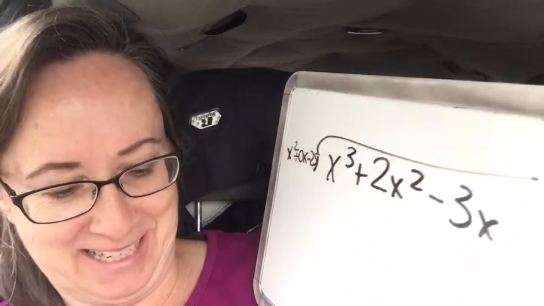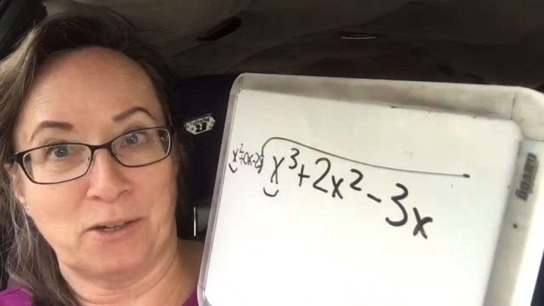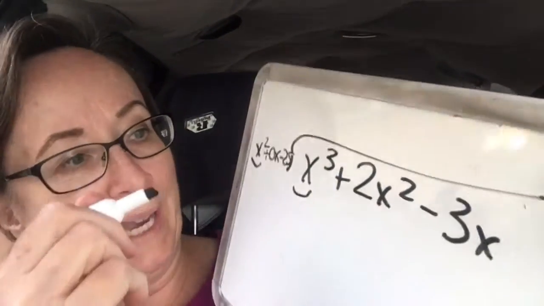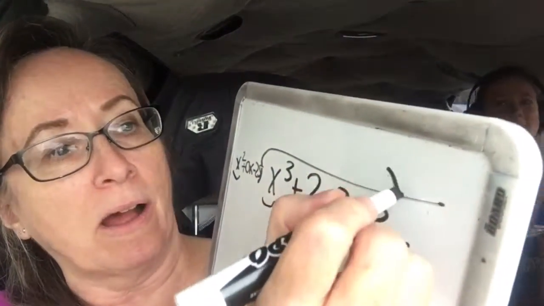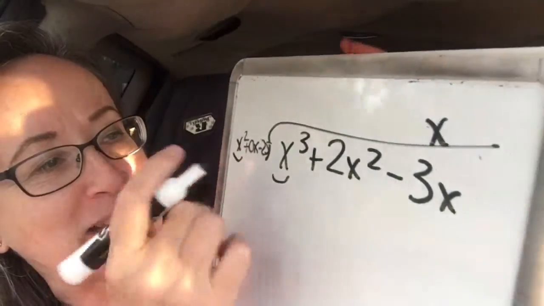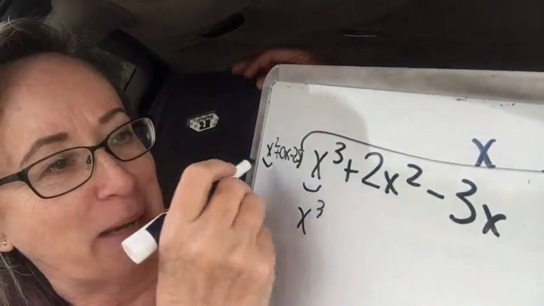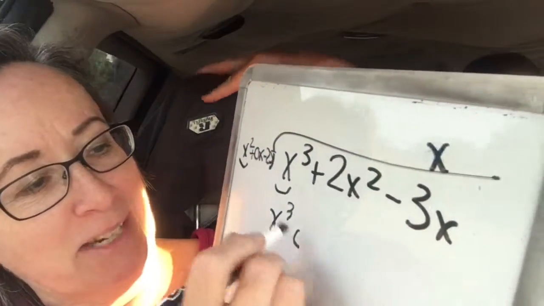Okay, anytime, so x squared goes into x cubed 1x time, so we're going to put this all the way over here, and then x times x squared is x cubed, and then x times 0 is 0x squared.